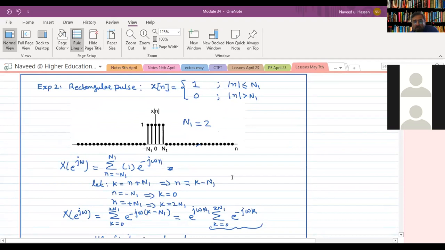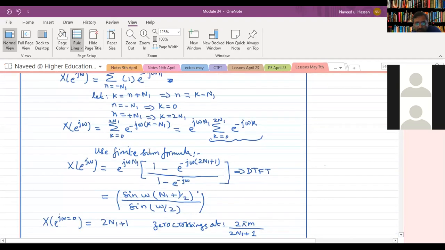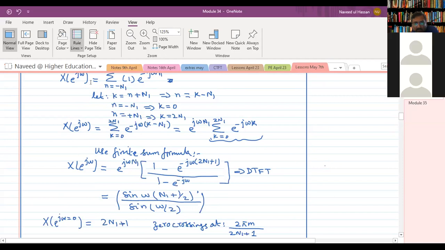And now on to the next example, the rectangular pulse. Okay, now here we have this rectangular pulse and we are finding its discrete time Fourier transform. So the discrete time Fourier transform, you must have seen this example when we did the periodic case.